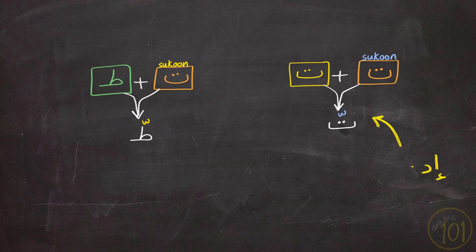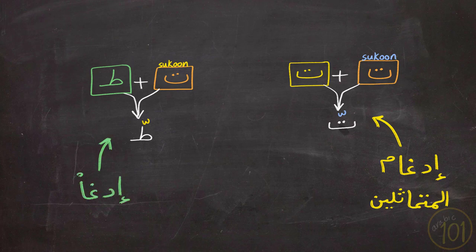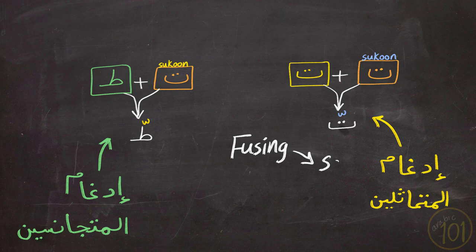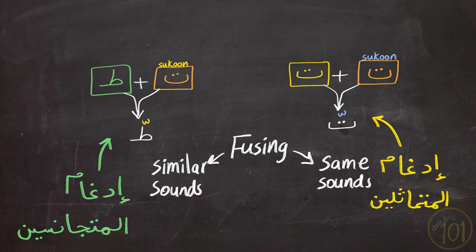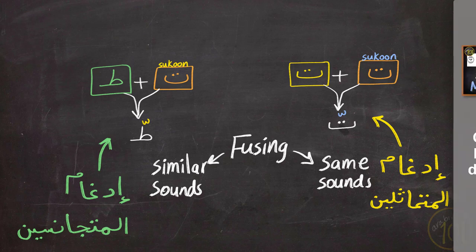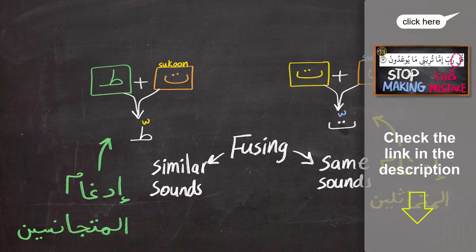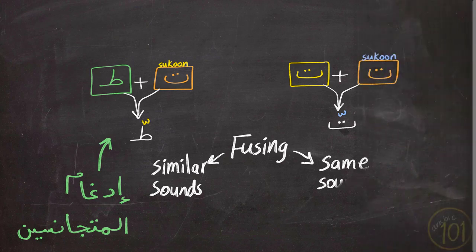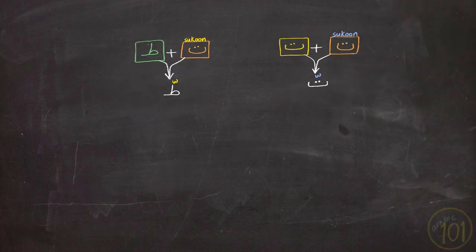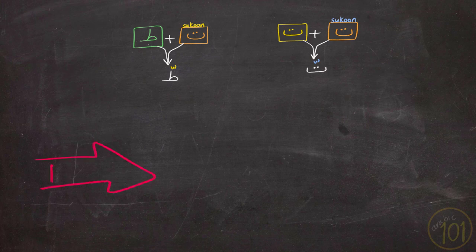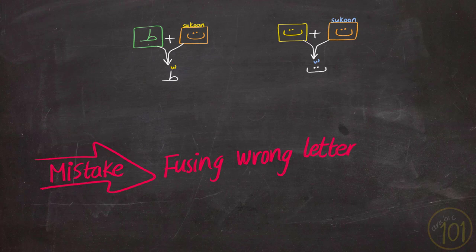In Arabic, we call that idgham al-mutamathilayn or idgham al-mutajanisayn, or in English, fusing identical or similar letters. This concept, with all its cases, was explained in this lesson, so make sure to check it out if you want to learn more about it. This little introduction is meant to introduce today's common mistake, which is fusing letters that must not be fused together.